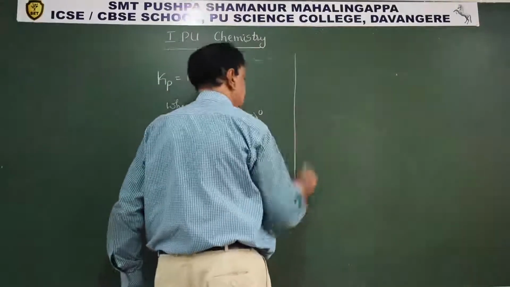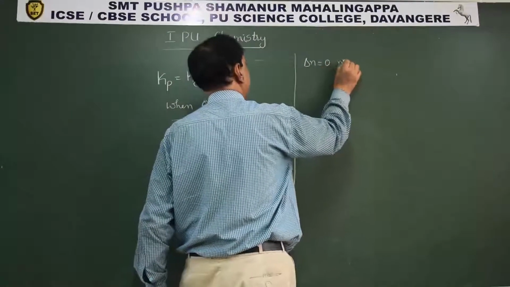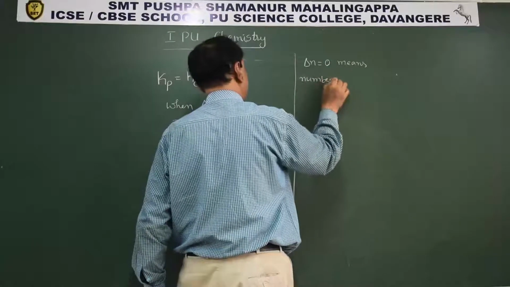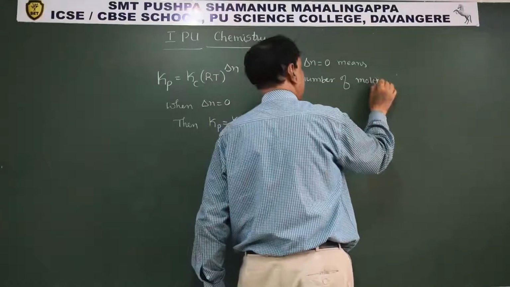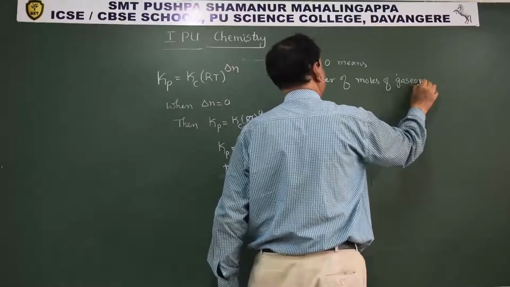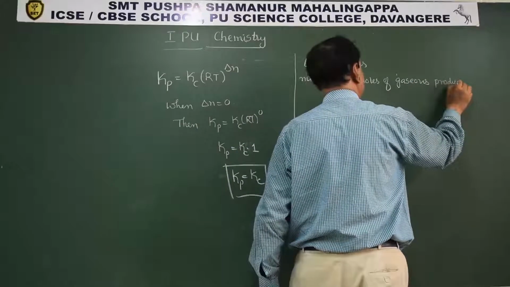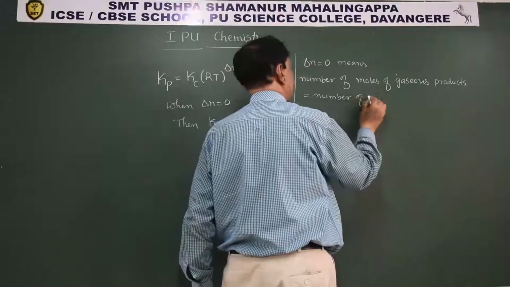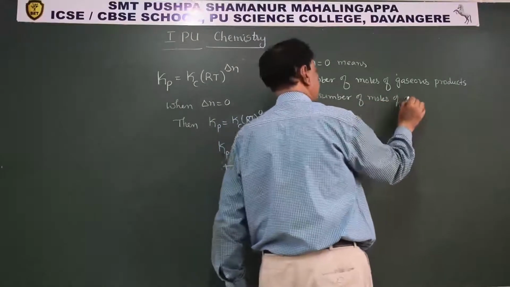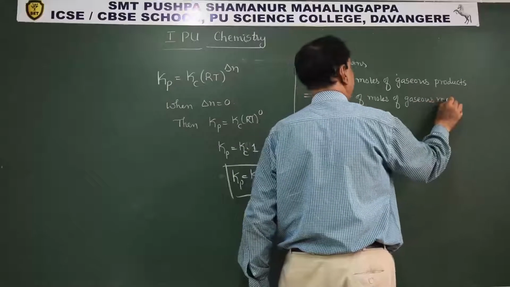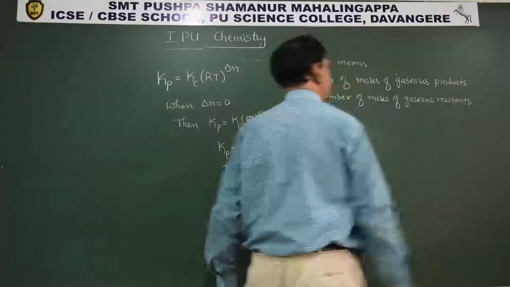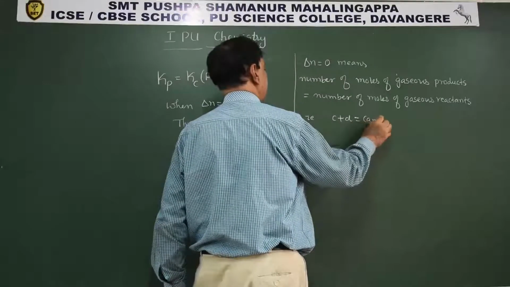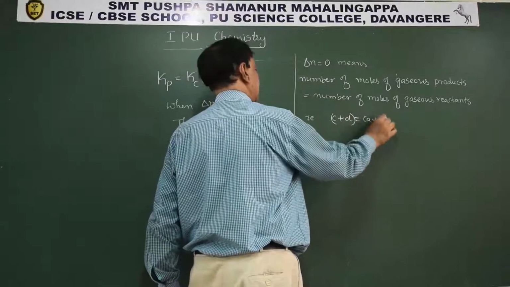Now, delta n is equal to 0 means the number of moles of gaseous products is equal to the number of moles of gaseous reactants. That is, C plus D is equal to A plus B.